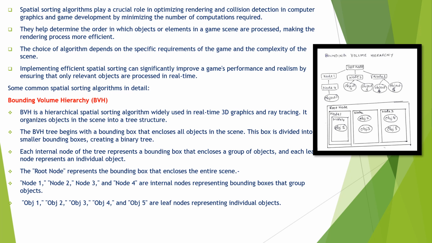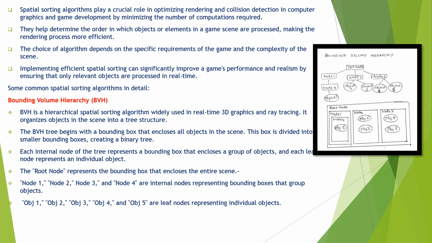BVH is a hierarchical spatial sorting algorithm which is widely used in real-time 3D graphics and ray tracing. It organizes objects in the scene into a tree structure, like you can see on the right side in the diagram. Here the root node is a bounding box. It encloses all the objects in the game scene, and the root node is split into three nodes. These three nodes, node 1, node 2, node 3, are called sub or internal nodes of the bounding box.